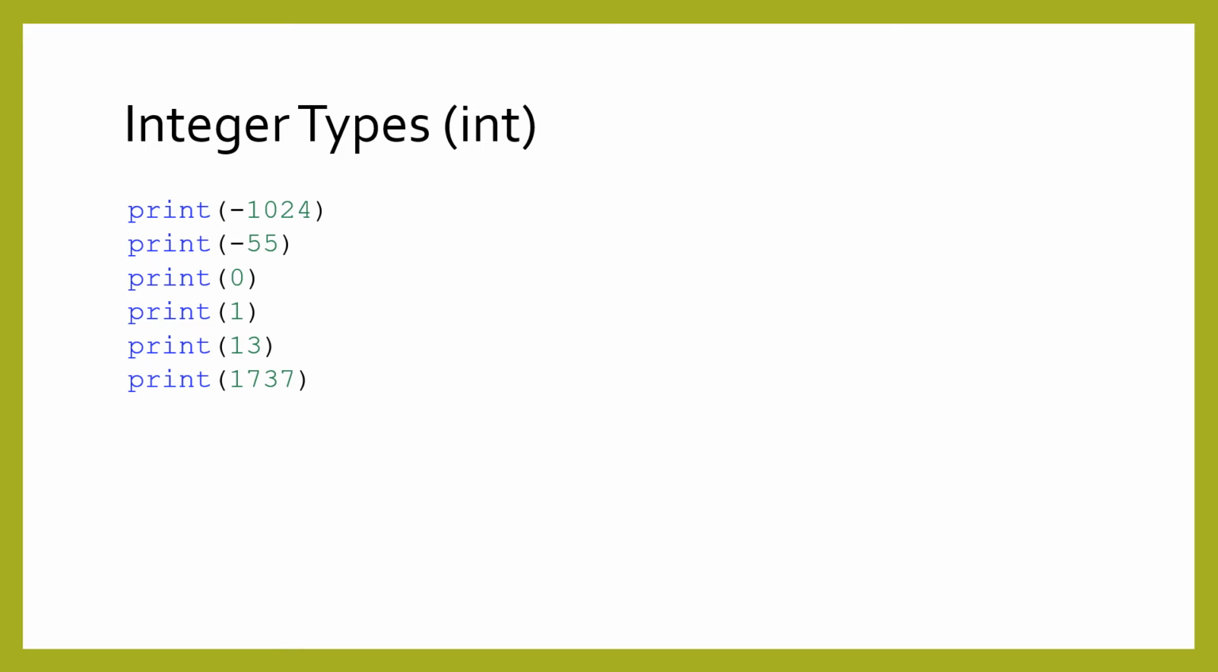Integer types are whole numbers. They include both negative and positive numbers, so there are a lot of them. Integer is often shortened to int for convenience.